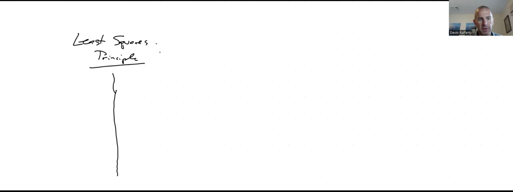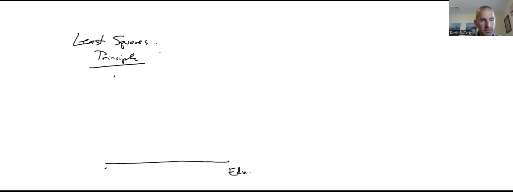Probably going to need a big graph for this. Let's say I have education on my horizontal axis, and then I have income on my vertical axis. Okay, so in other words, the X leads to the Y. I have education on the horizontal, income on the vertical.